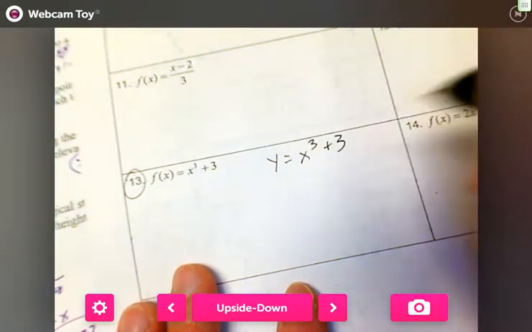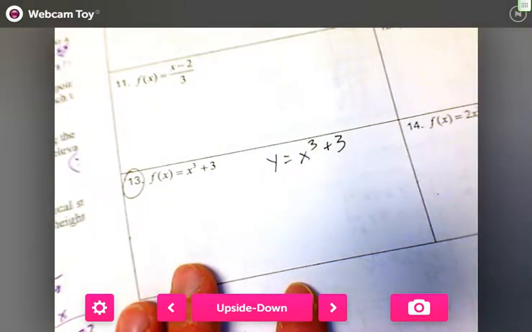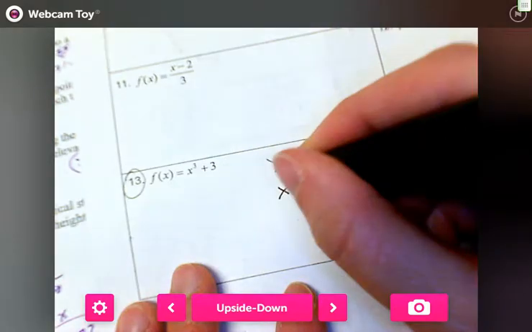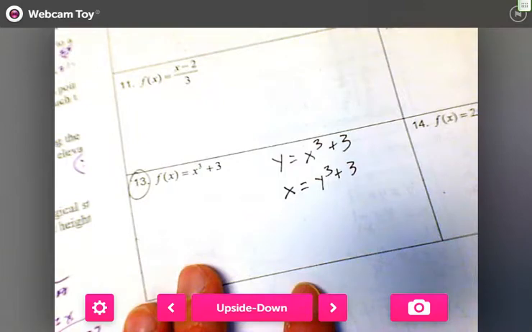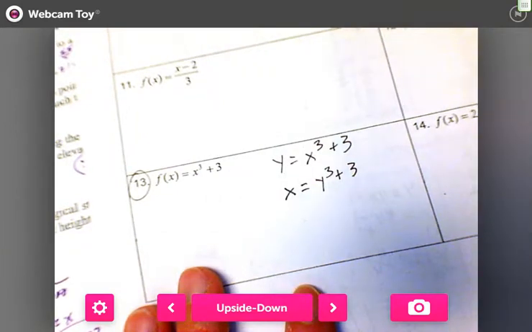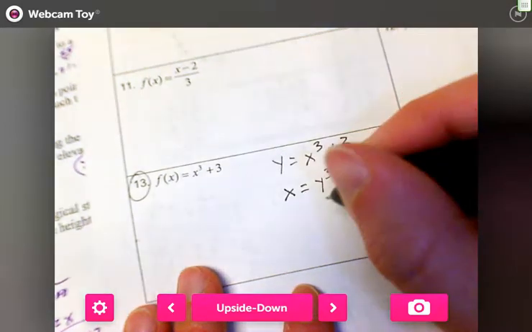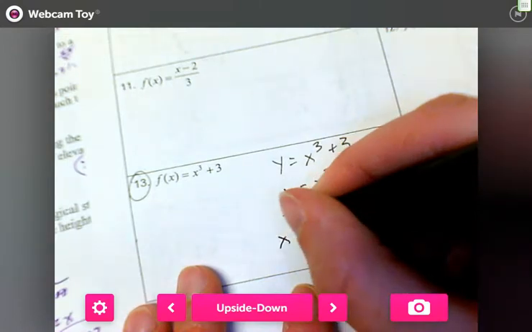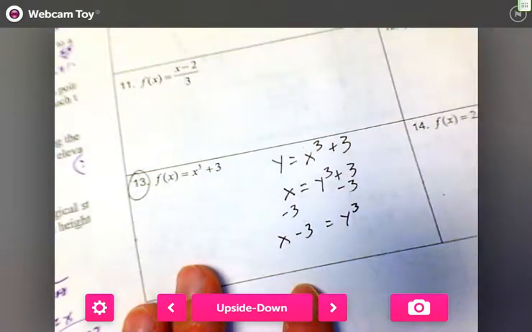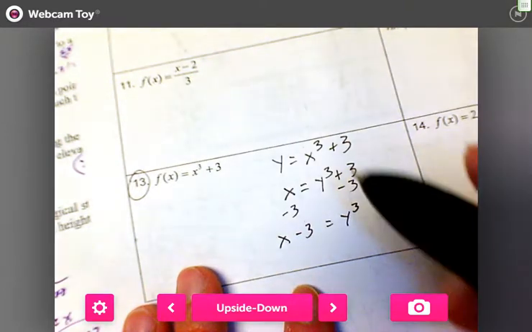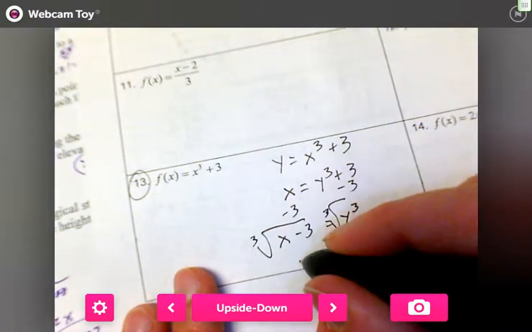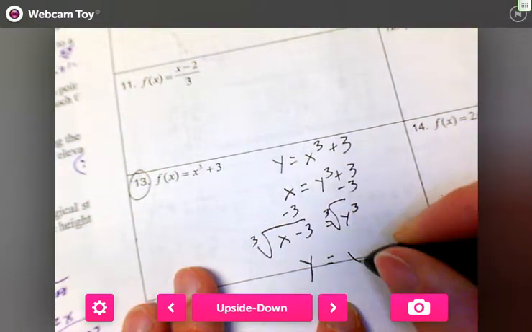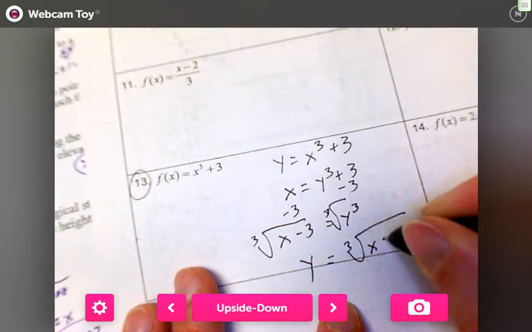What do I do next? Change them. Good. So I get x equals y to the third plus 3. Is everybody with me so far? Yes. All right, what do I do next? Minus 3 on both sides. Good. So we get x minus 3 equals y to the third. What do I do now? Not the square root, but the third root. Third root of both sides. So now I just have y equals the third root of x minus 3.